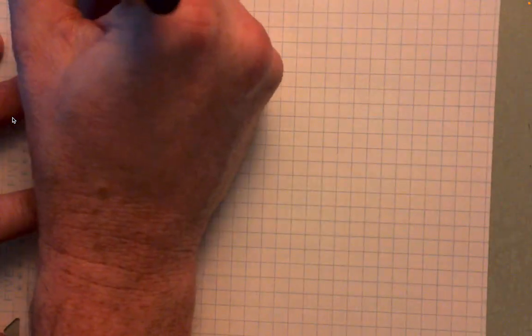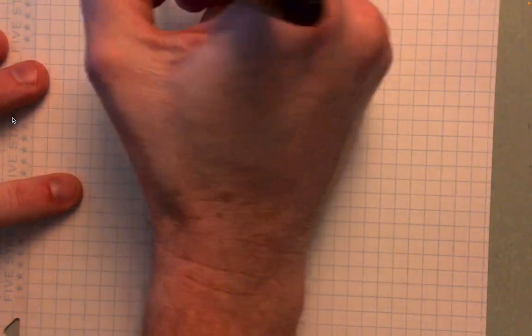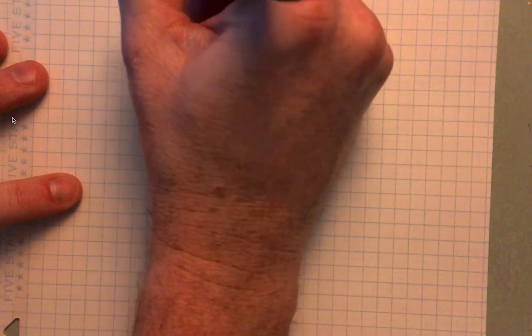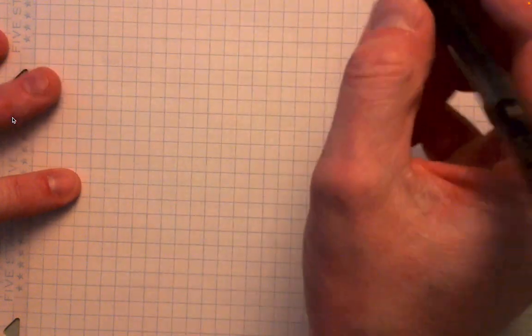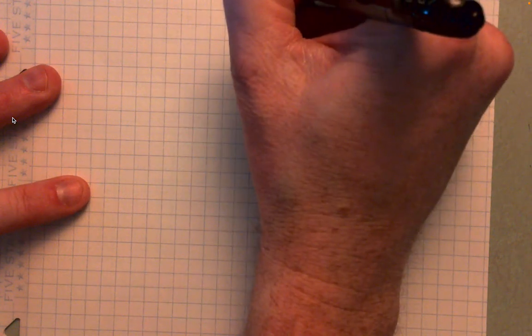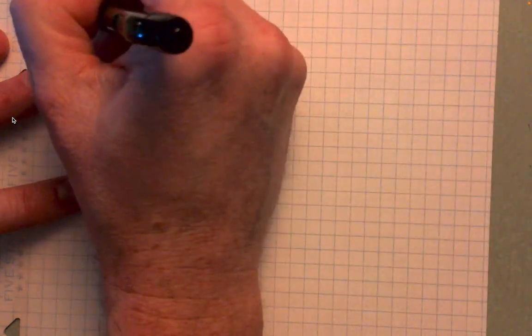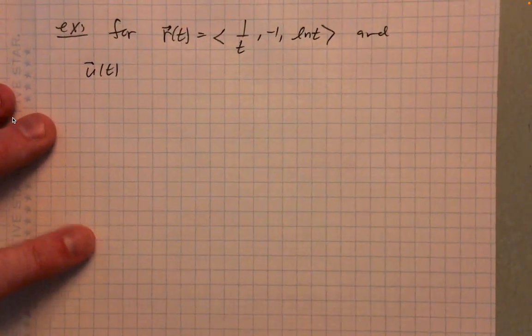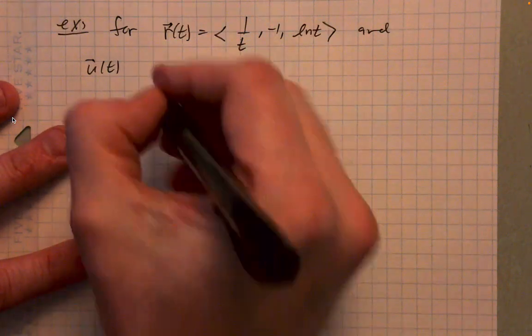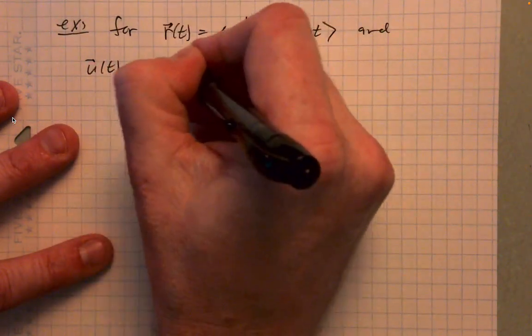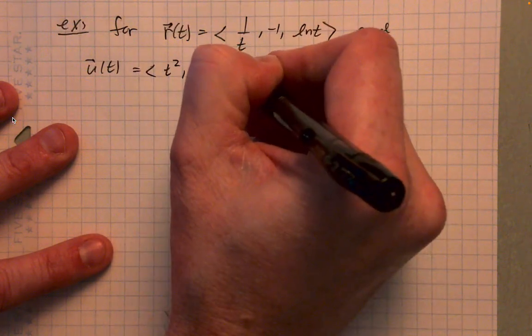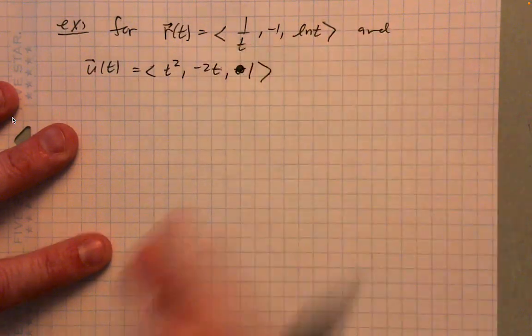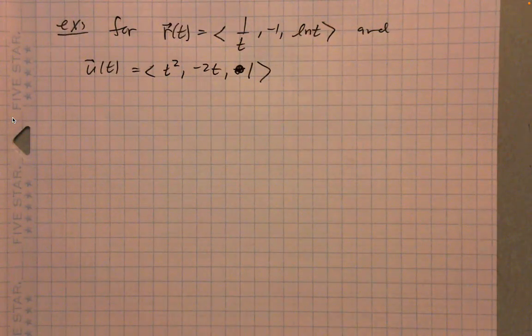Let's do an example. Let's use some different notation here, see if we can get comfortable with this. For r of t being the vector valued function 1 over t, negative 1, and natural log of t, and u of t being the vector valued function t squared, negative 2t, and just 1. Okay, we're given these two vector valued functions. Let's find the derivative of the dot product.